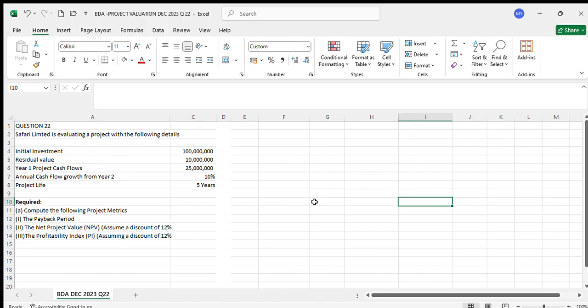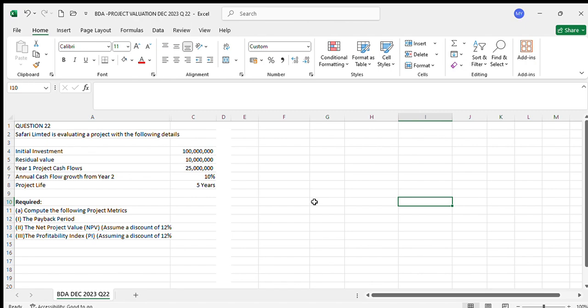Question 22 says Safari Limited is evaluating a project with the following details: initial investment 100 million, residual value 10 million, year 1 project cash flows 25 million, annual cash flow growth from year 2 is 10%, project life 5 years. So we want to know whether this project is viable if we invest 100 million and the scrap value or the residual value by the end of the 5 years is 10 million.